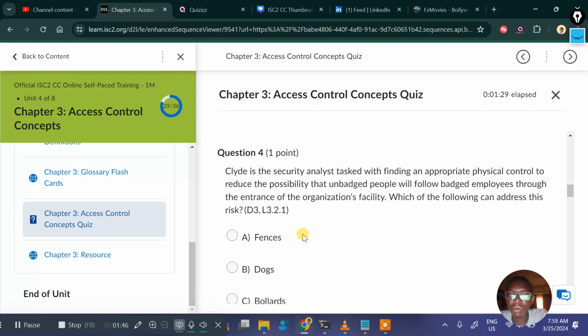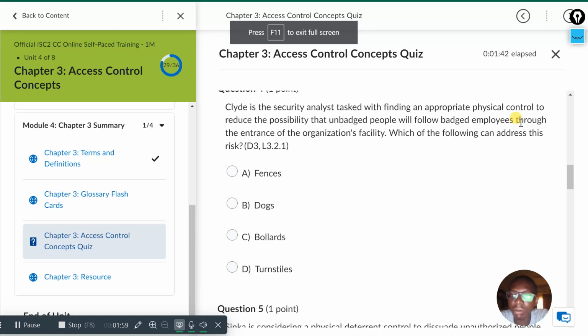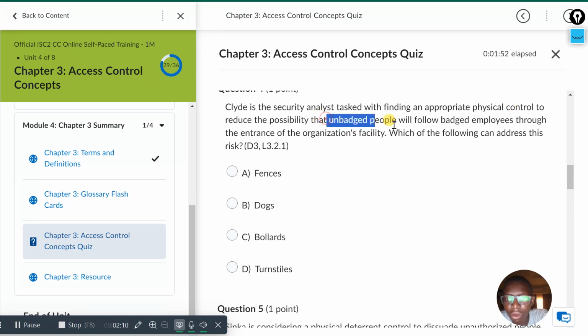So we have question 4. Clyde is the security analyst tasked with finding an appropriate physical control to reduce the responsibility, I'm going to make this full screen, to reduce the responsibility that unbadged people will follow badged employees through the entrance of the organization's facility. This particular thing, unbadged people following badged employees, is actually called tailgating or piggybacking. It depends on the scenario. So we are coming into that if ever we meet it in the ISC2.